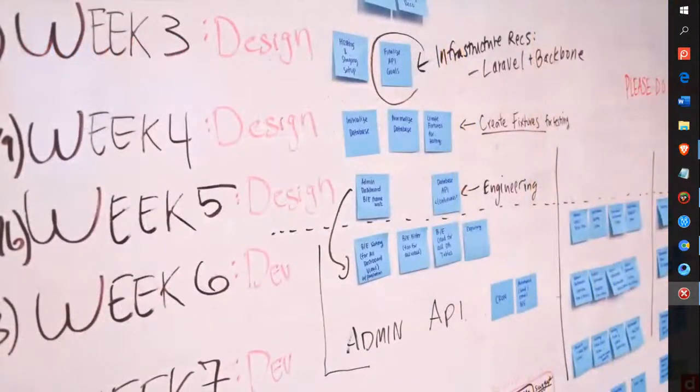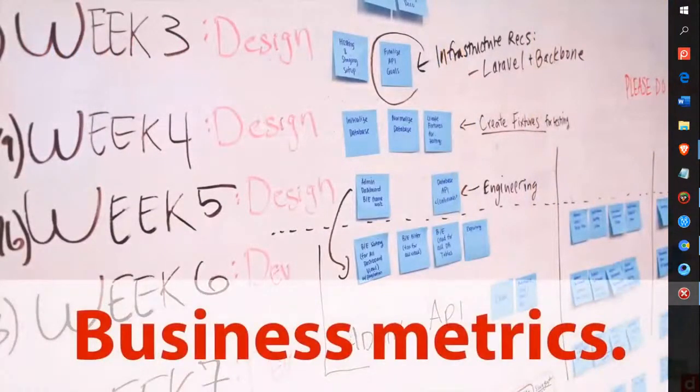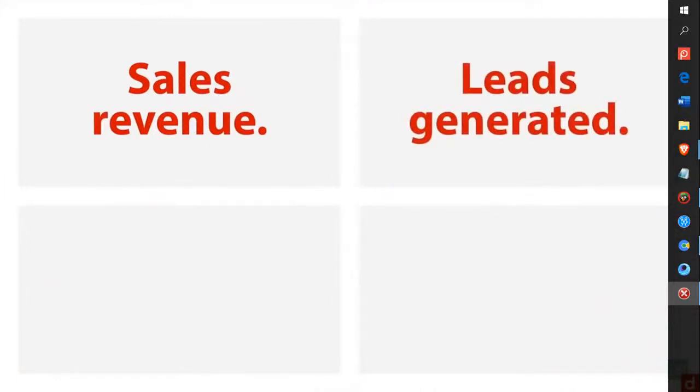First off, let's talk about business metrics. If you're in the commercial world, there are some common ways of measuring success. A very obvious one is sales revenue. Are you making more money? Are you moving the merchandise? Are you getting sales? Also, there's the issue of leads generated, new customers or new potential customers, because that then in turn is associated with future sales.